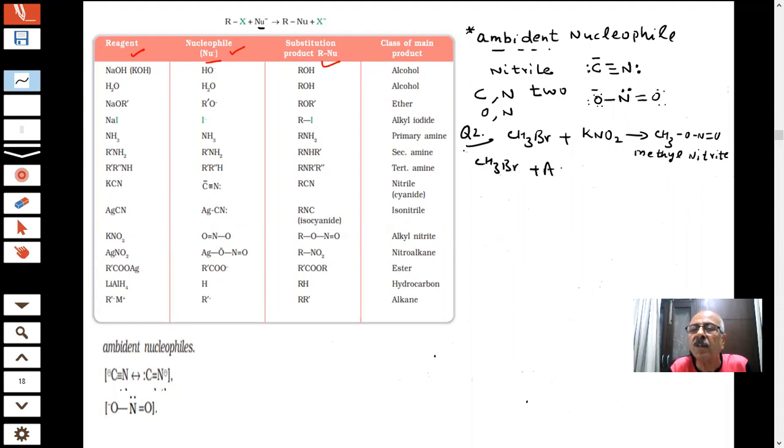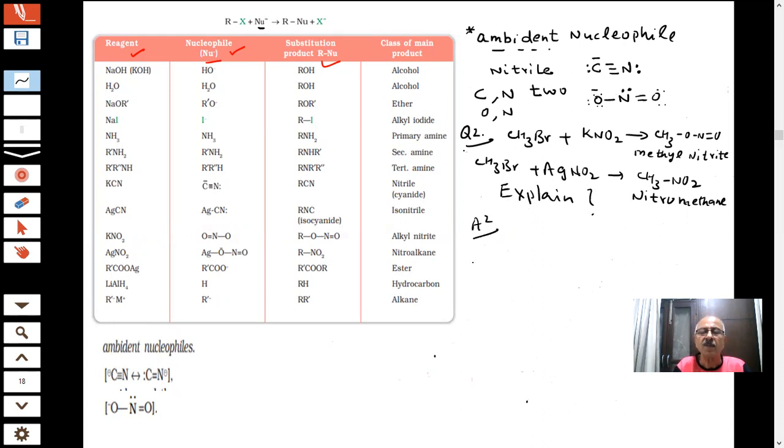CH3Br reacts with AgNO2. The product is CH3NO2. This is called nitromethane. Question: explain. What is the answer? You have 1 minute.